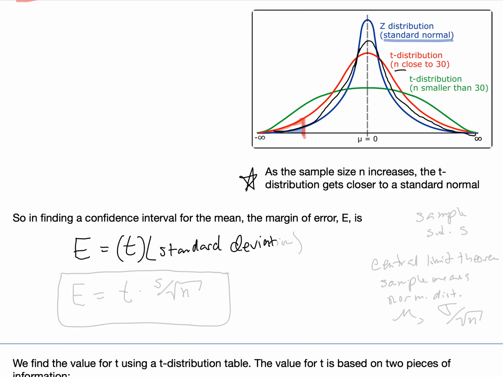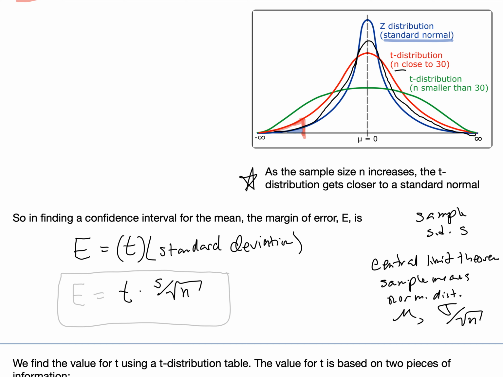And what is the standard deviation? Well, we will always get a sample standard deviation S, but we're not going to just use that. We're going to use t times that value S divided by the square root of the sample size. Why do we do that? Remember from the central limit theorem that sample means are normally distributed. So sample means are normally distributed, and they have the same mean as the original mean, but their standard deviation is the old standard deviation divided by the square root of the sample size.